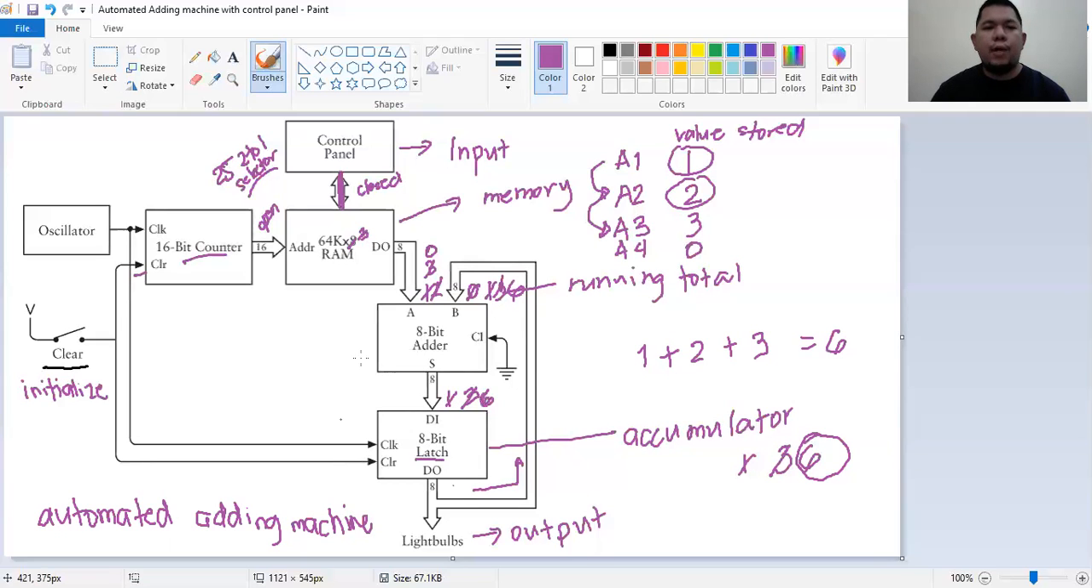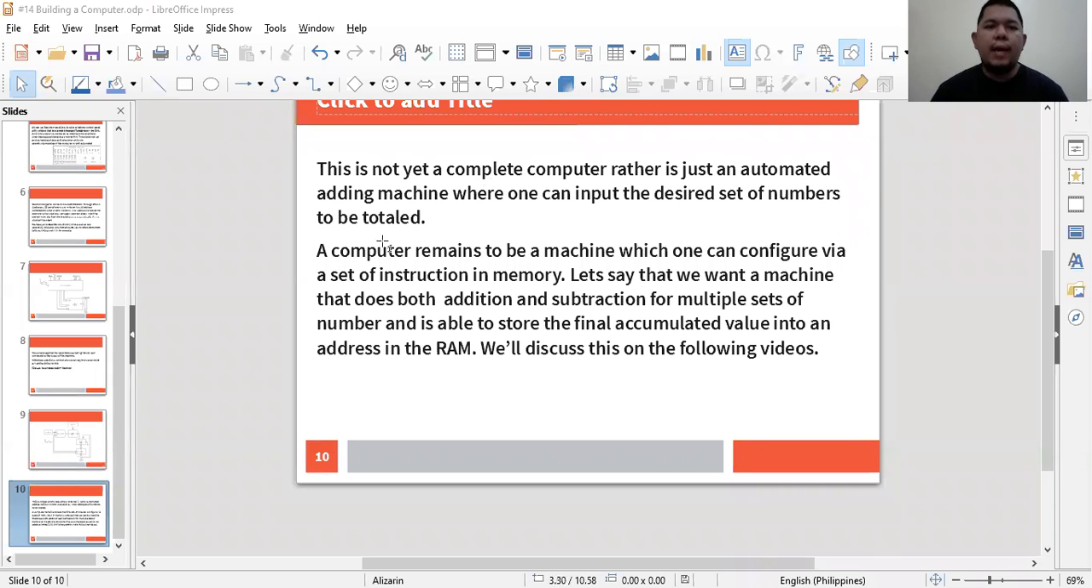Again, notice that after our initial entry with our input device, which is the control panel, we had our hands off, and we let the computer automatically do the computation. We have to mention that this is not yet a complete computer. Rather, it's just an automated adding machine where one can input the desired set of numbers to be totaled. A complete computer remains to be a machine which one can configure via a set of instructions in memory.